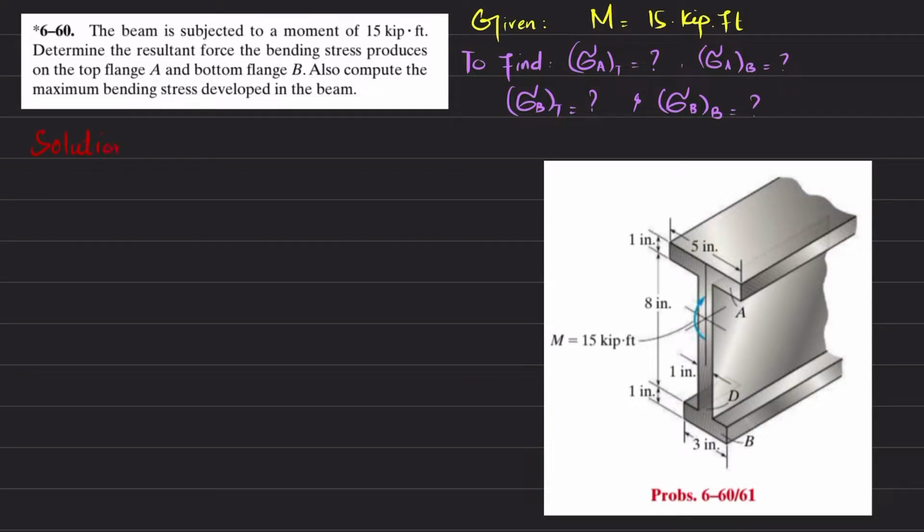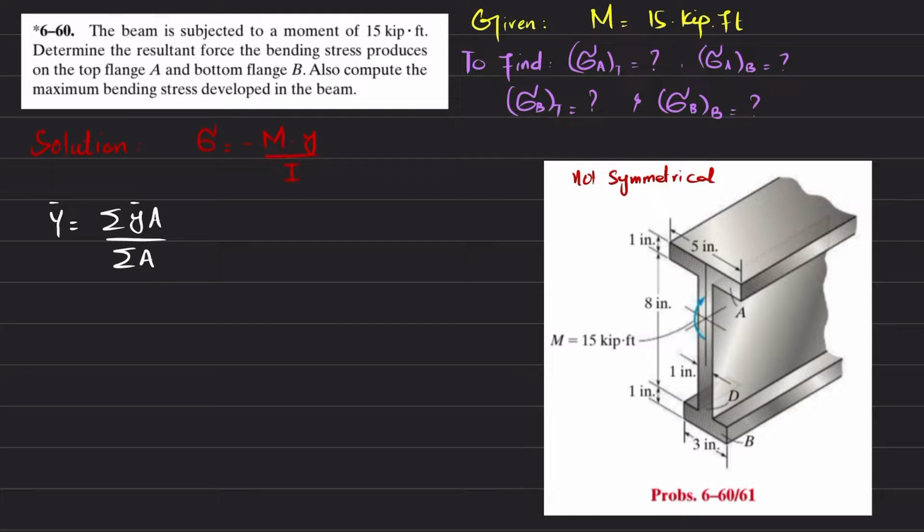As we know, the bending stress is given by the flexure formula, that is sigma equals minus M into y divided by I. We do not know I, and since this beam is not symmetrical, we will first find its neutral axis. For the neutral axis I will write the formula: y bar, which is the location of the neutral axis, is equal to the sum of y dash into A divided by the sum of areas.